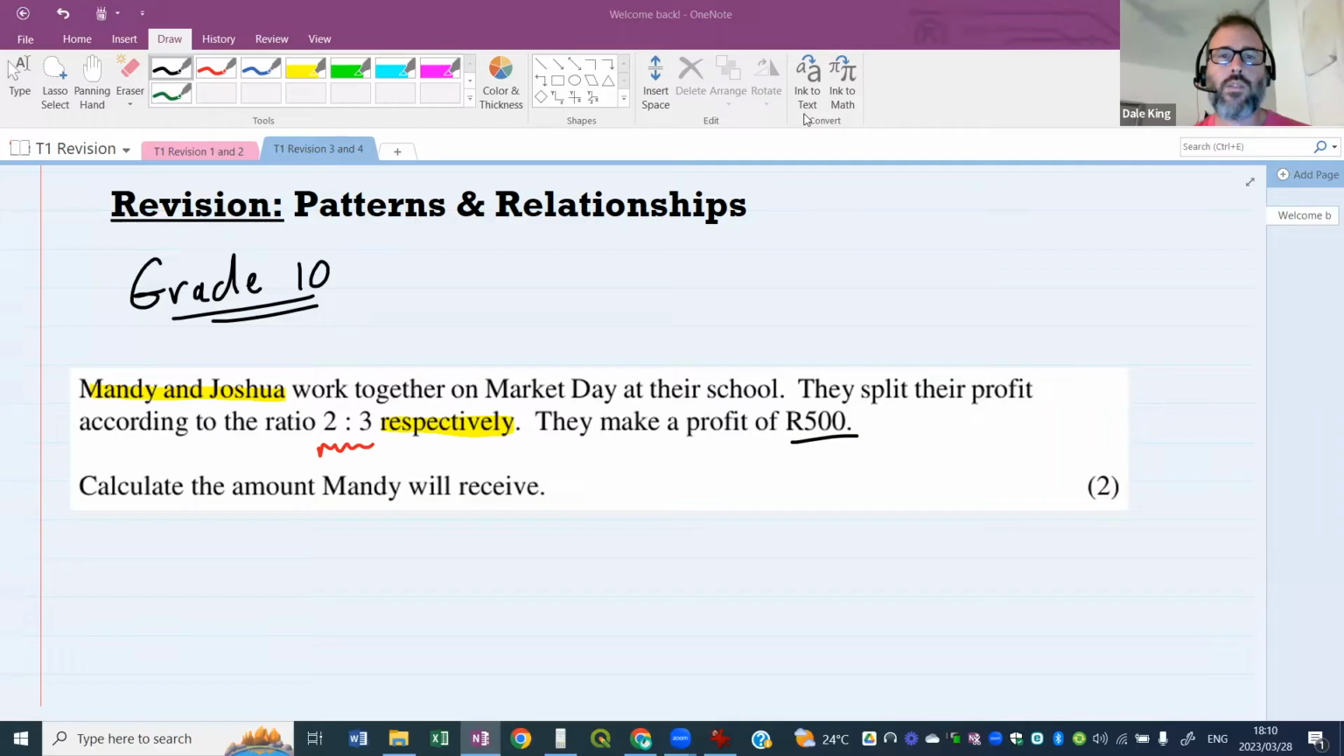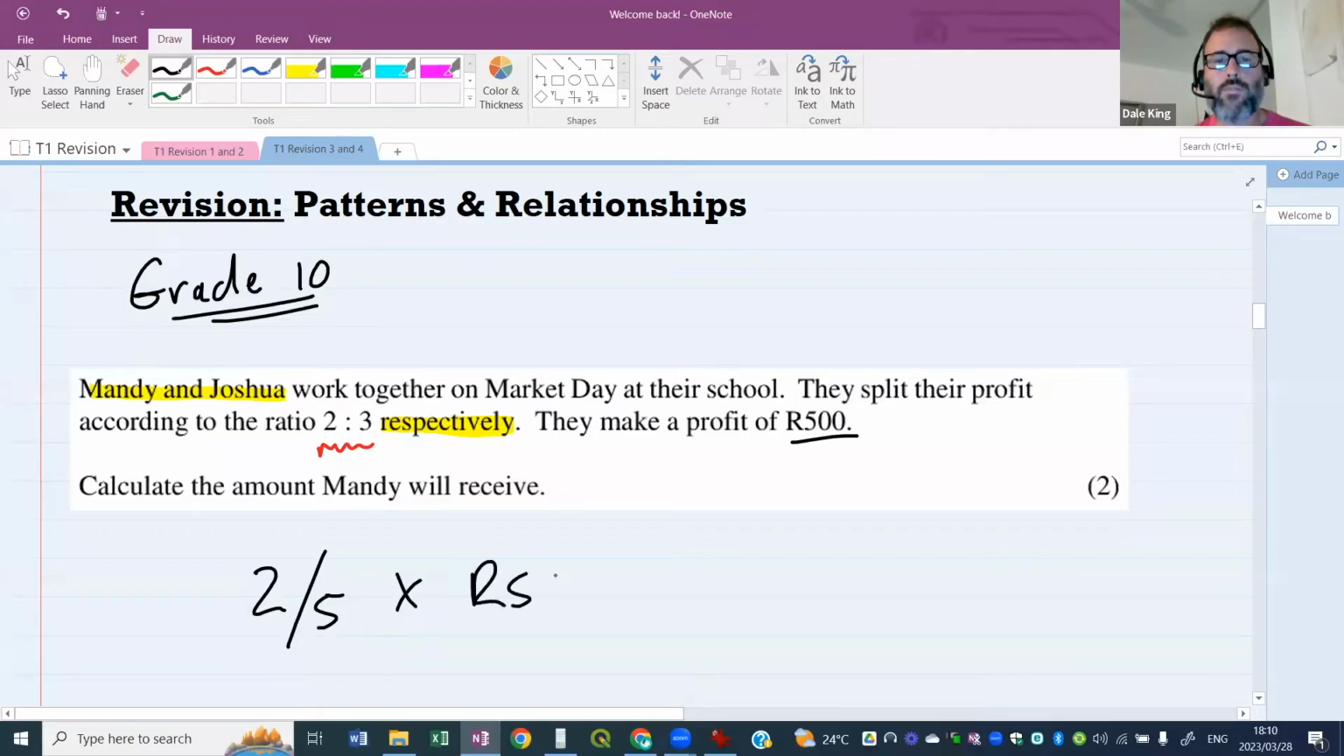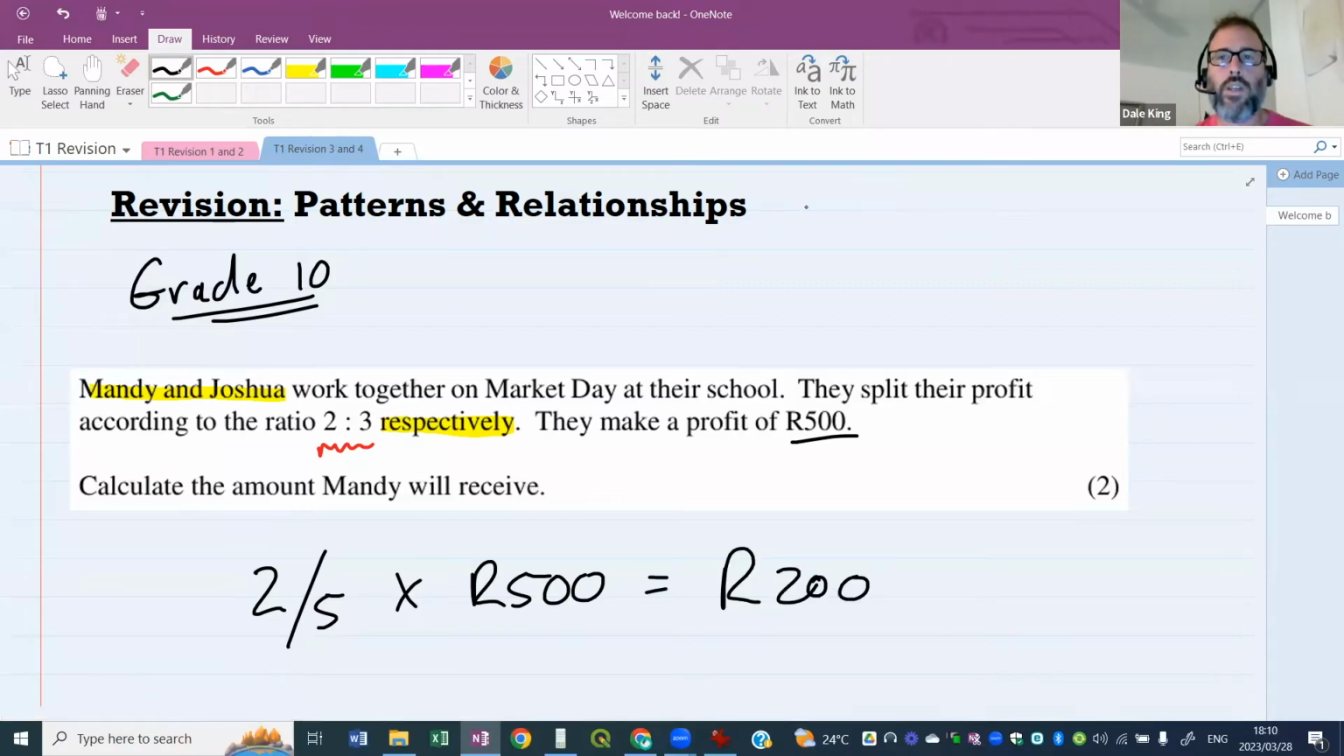Ah, there's Sambulo with some calculations. Very good. Well done, Sambulo. Okay, now, Sambulo's got this. Let me write this down. So it's 2 divided by 5 times 500 equals the answer of 200. All right, very good. Let's have a look at that.